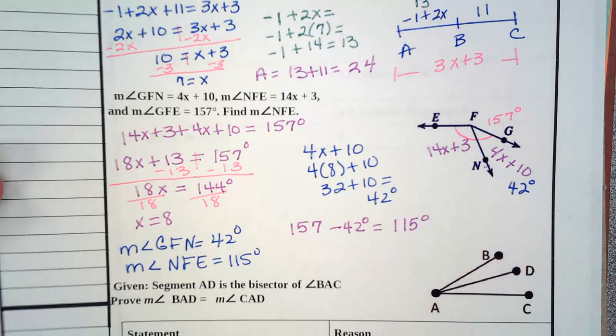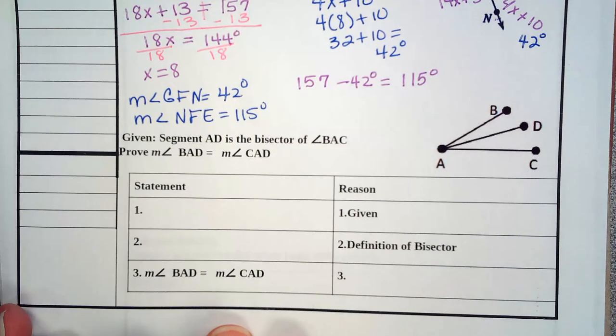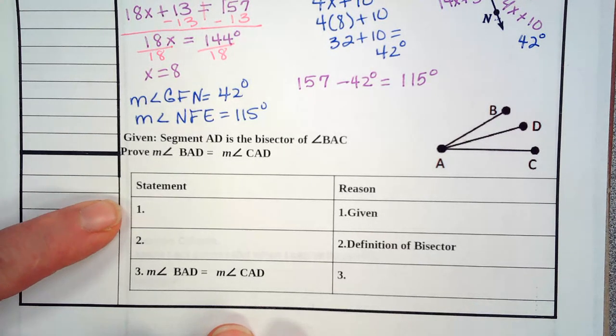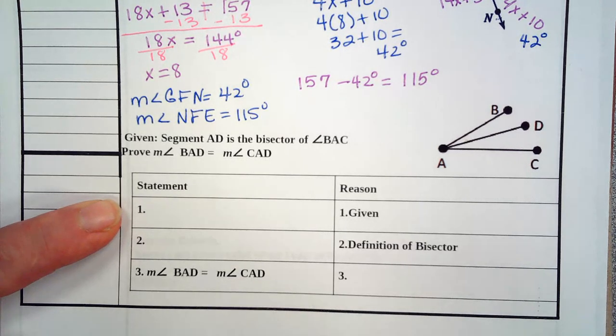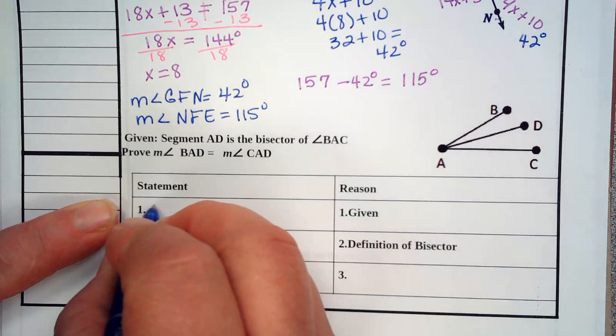Okay, now let's start on our proofs. Proofs are our logical statements, logical arguments. So, write down the first statement. The first statement will be what you're given because we're told it's what we're given.